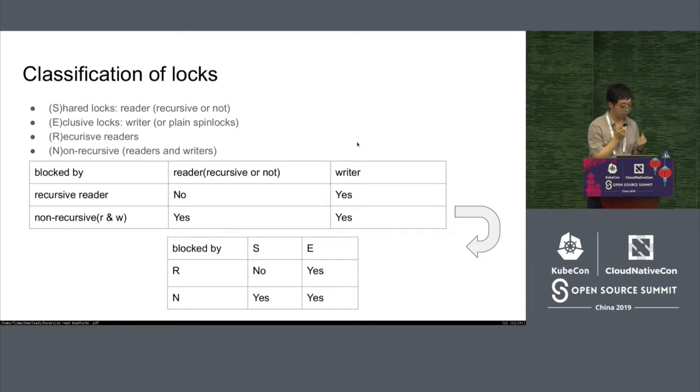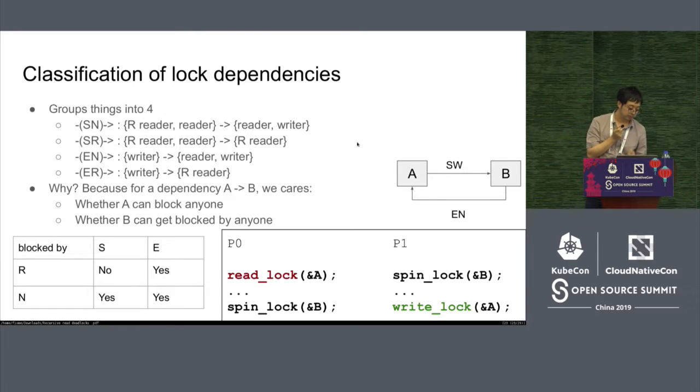So if we summarize it, we get the following graphic. R will be blocked by E, and the others on the other occasions will be blocked. S means shared, E means exclusive, R means recursive, and N means non-recursive. So for rwlock dependency, we have 4 categories in this regard. So why?